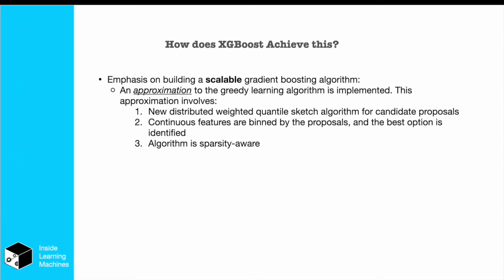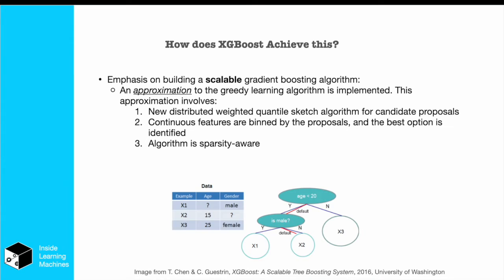Now this is done by adding a default direction to each node in the tree over the entire ensemble. So here's an illustration of this. We have a very small data set shown in the table with a couple of missing values and then the associated tree that goes along with that data. And the default directions at each of the two nodes is given in red.